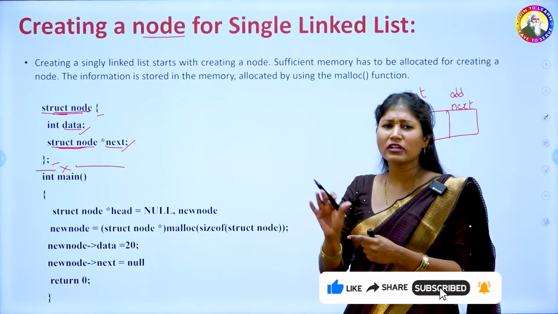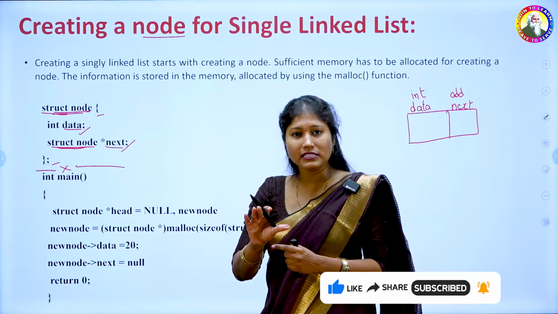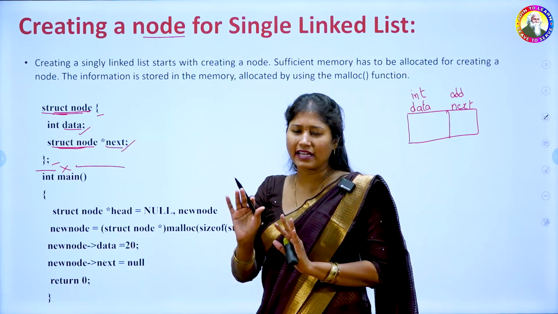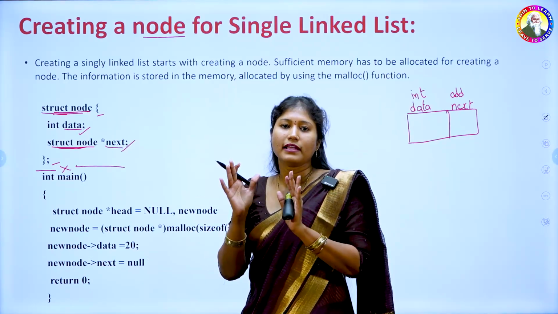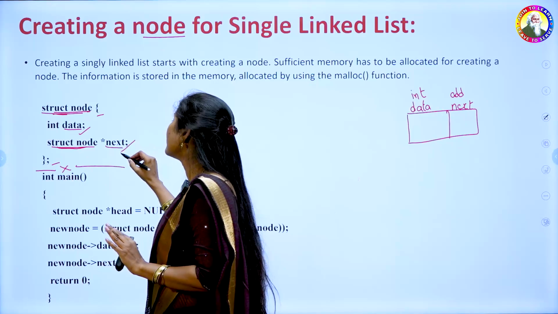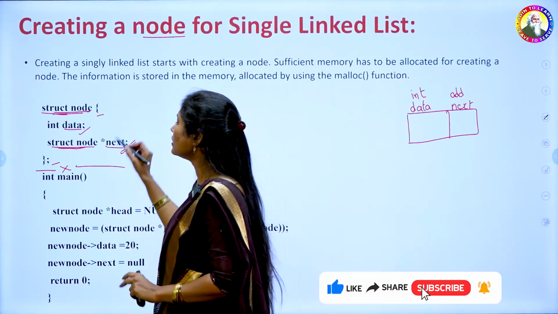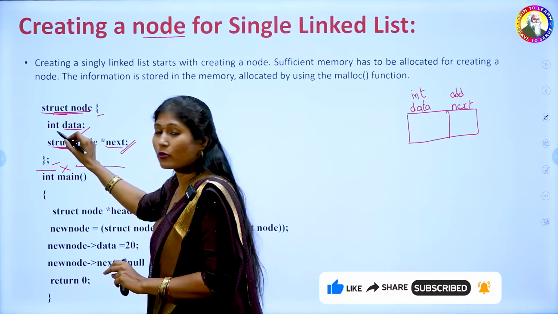Why? Because I am not giving the direct address where the element is stored. I am going to point to the address where a similar type of node is there. In that one, there is no data directly. What is there? It is the address of another node. That's why this is called a self-referential pointer. Done. So this is about the struct node, and we have declared this before the main program starts.